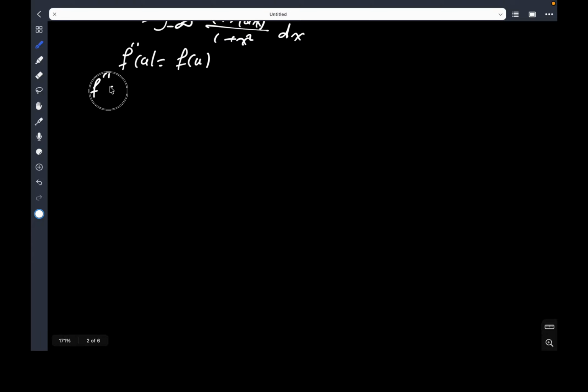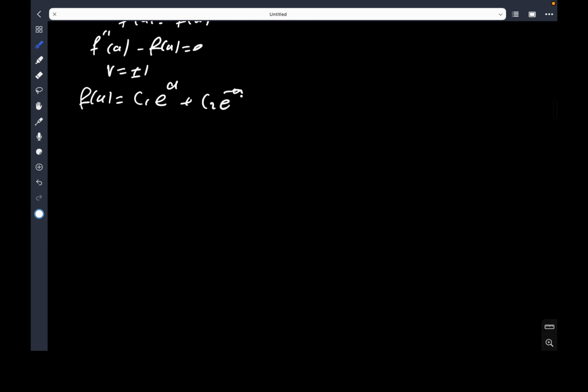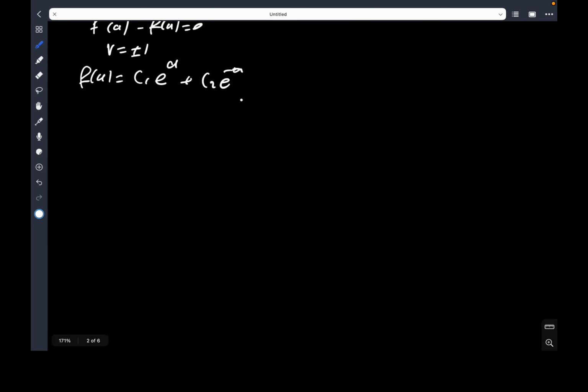Thus I can write this differential equation: f double prime of a minus f of a equals 0, and the roots of this equation are plus or minus 1. Thus the general solution of f of a to this equation is c1 e to the a plus c2 e to the negative a. So I just have to determine these constants of integration. I equate this to the integral from negative infinity to infinity of cosine of ax over 1 plus x squared dx.